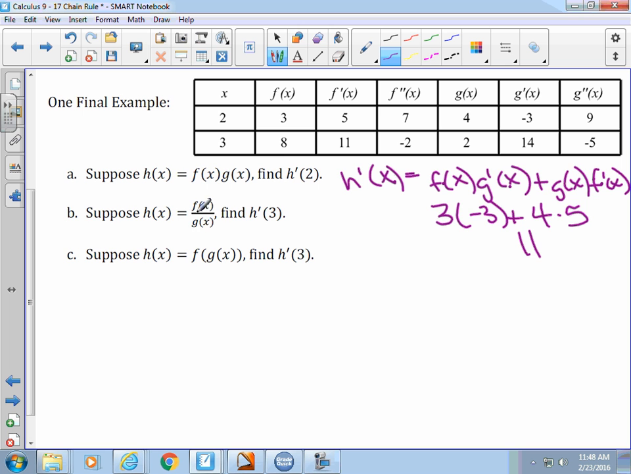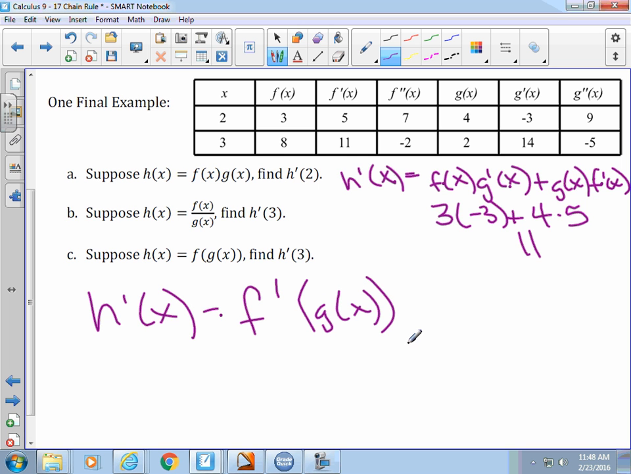I'm going to skip the quotient rule. Could we do quotient rule? Low d high, high d low, low squared. I'm going to do the new one, which is chain rule. H prime of x would be f prime of g of x times g prime of x. Agreed?